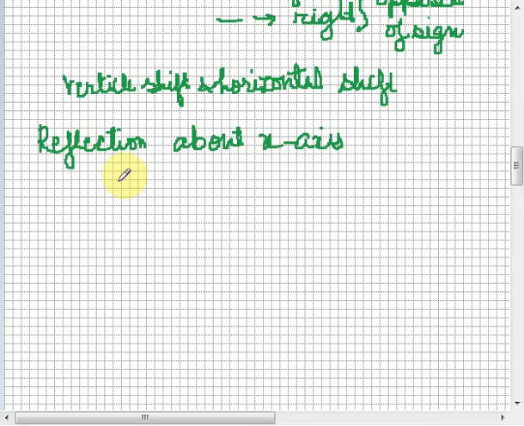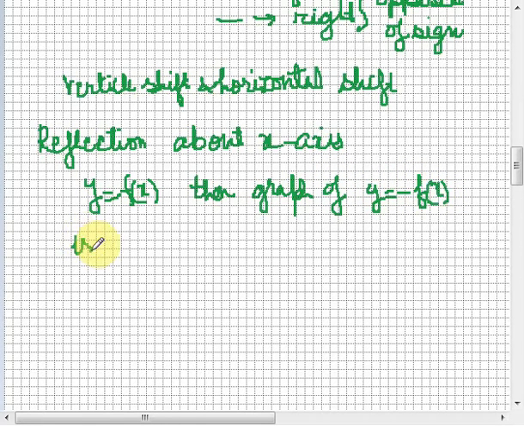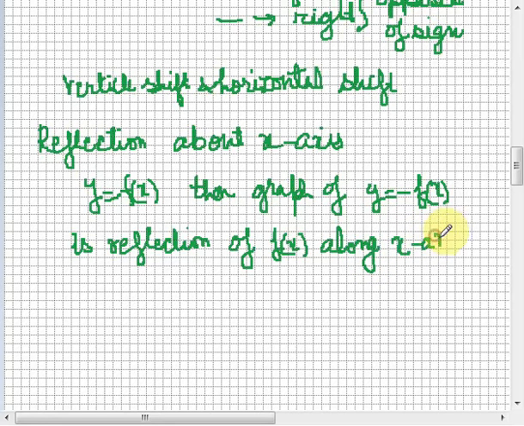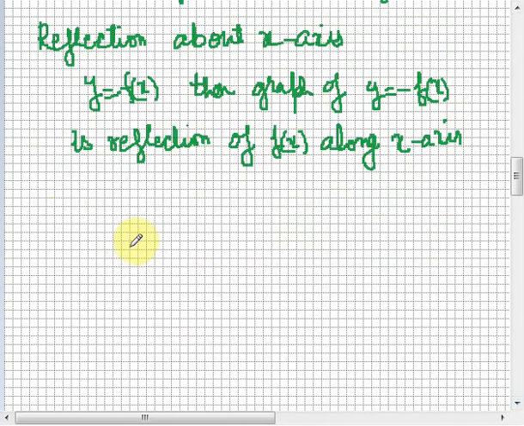Suppose the graph of y equals f(x) is given. Then the graph of y equals minus f(x) is the reflection of f(x) along the x-axis. First let me explain, then I will give an example. Reflection about the y-axis.